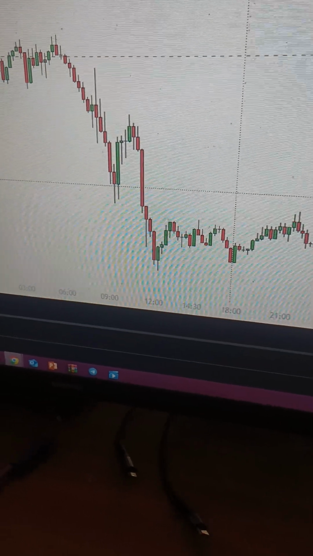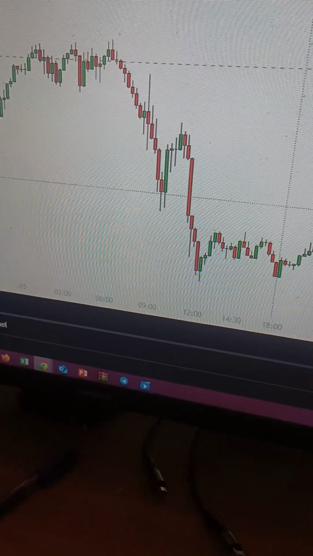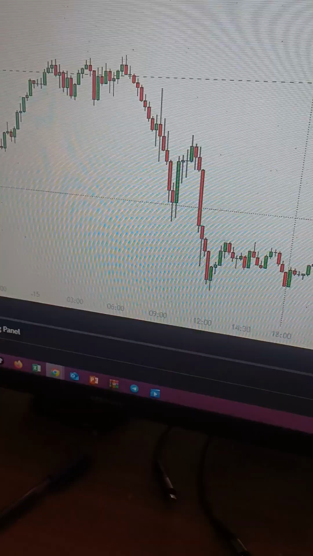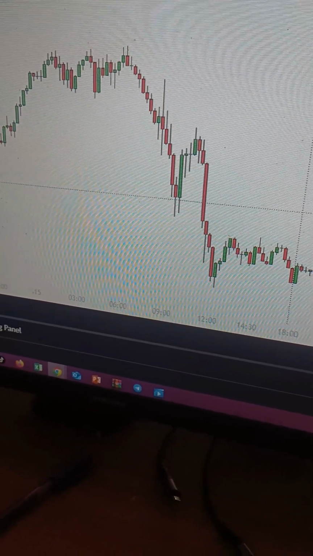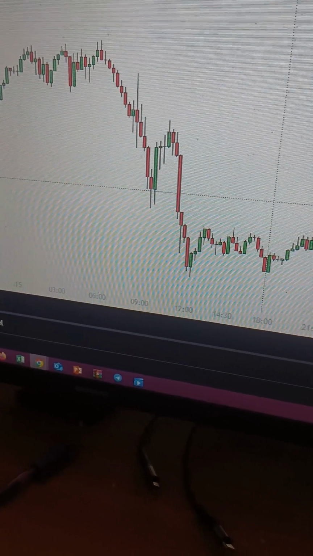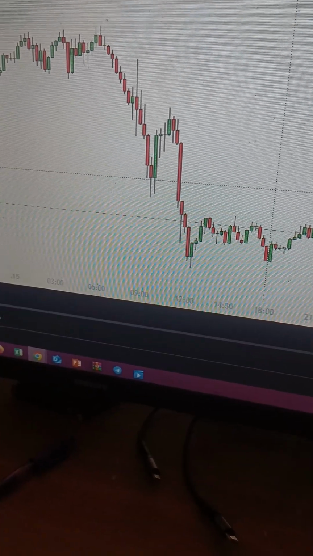Hi guys, today we are going to be talking about market structure, a concept that has been talked about by a lot of people. We are going to look at how market structure can help you in making decisions, because market structure is the backbone of trading. One thing I learned is what was taught to me.